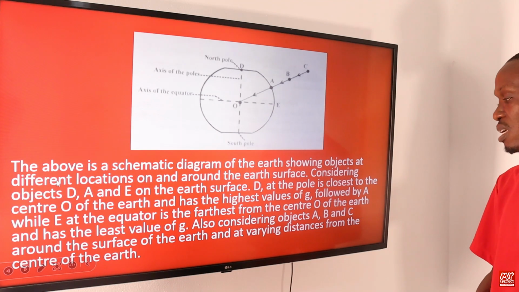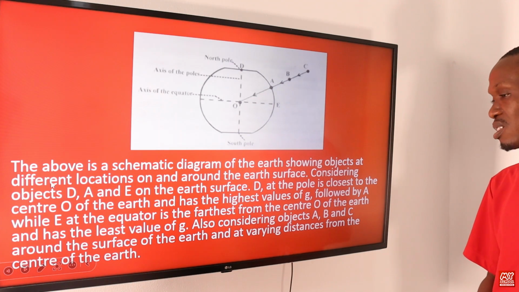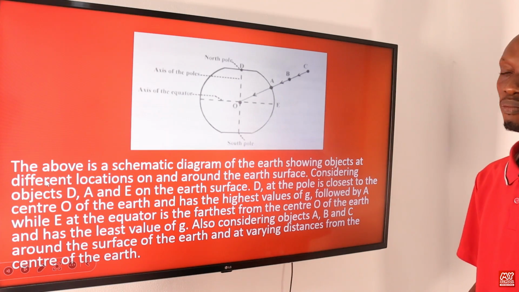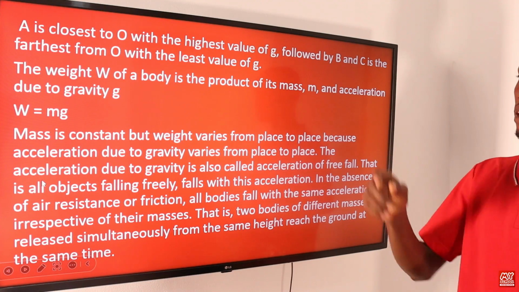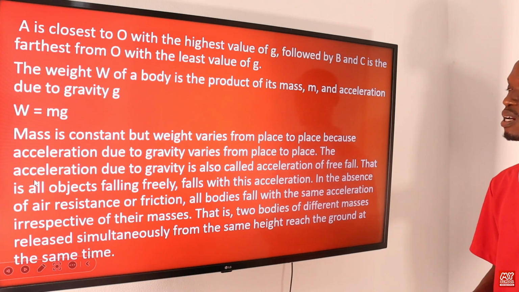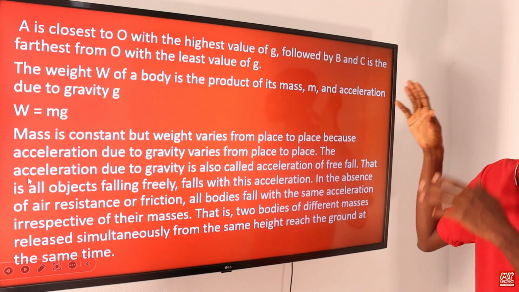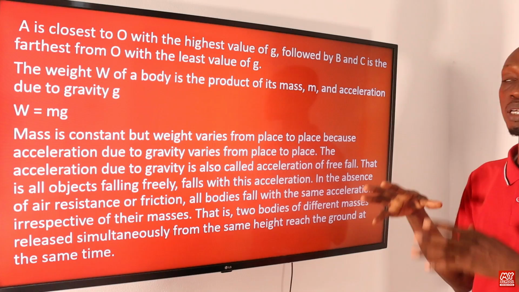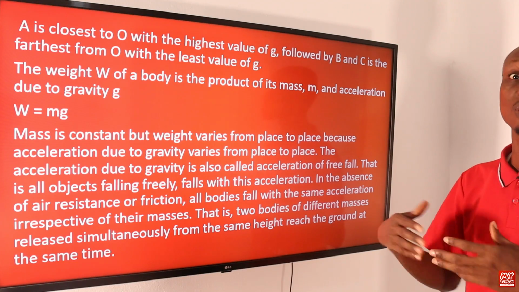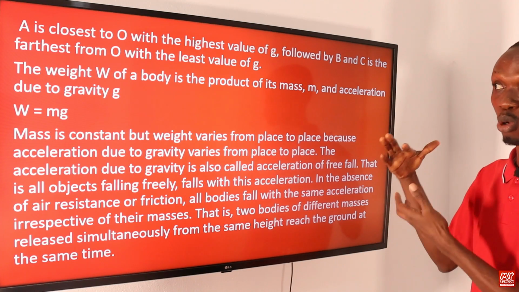Also considering objects A, B, and C around the surface of the Earth and at varying distances from the center of the Earth. So let's move to the next slide. A is closest to O with the highest value of g, followed by B, and C is the farthest from O with the least value of g. So basically, what we are trying to illustrate here is that the closer an object is to the center of the Earth, the more the value of its acceleration due to gravity. That is what the diagram and the explanation under it are talking about.